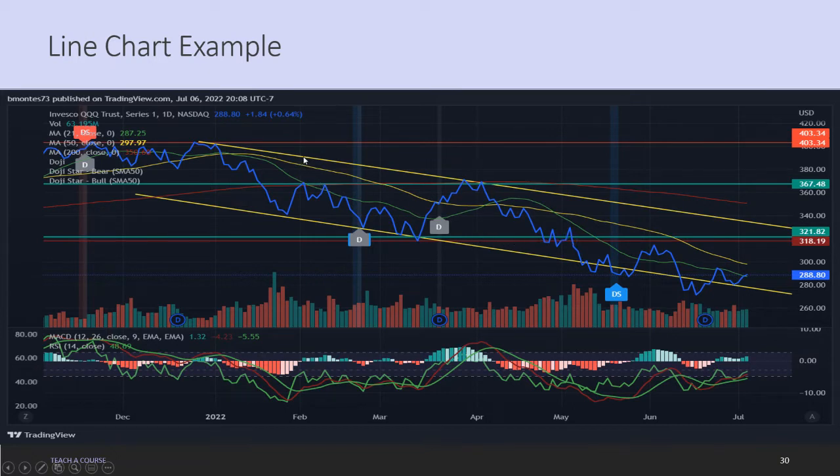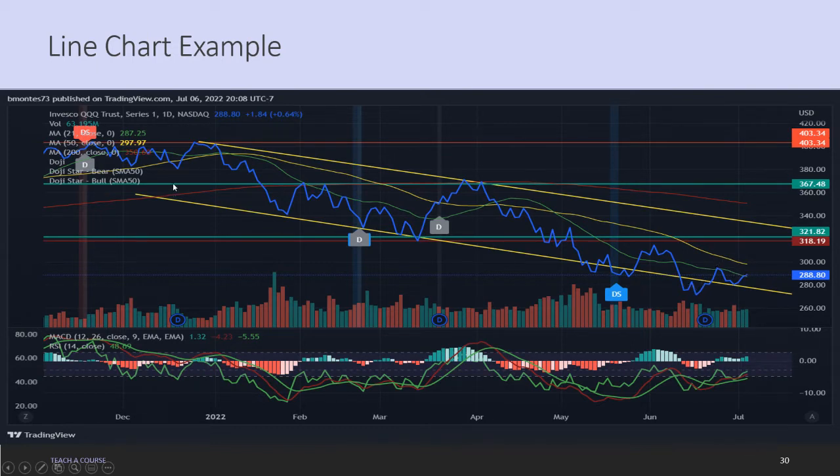So these green lines indicate support and resistance. The yellow lines are the channel, right? So there can be channels that go sideways, channels that go up, or in a bullish position, or channels that go down in a bearish position. So this channel here, because it's trending down, is a bearish channel. And you can see the QQQs have been trading within this channel now since basically January of 2022. Broke out a little bit here, but recovered and went back into the channel.